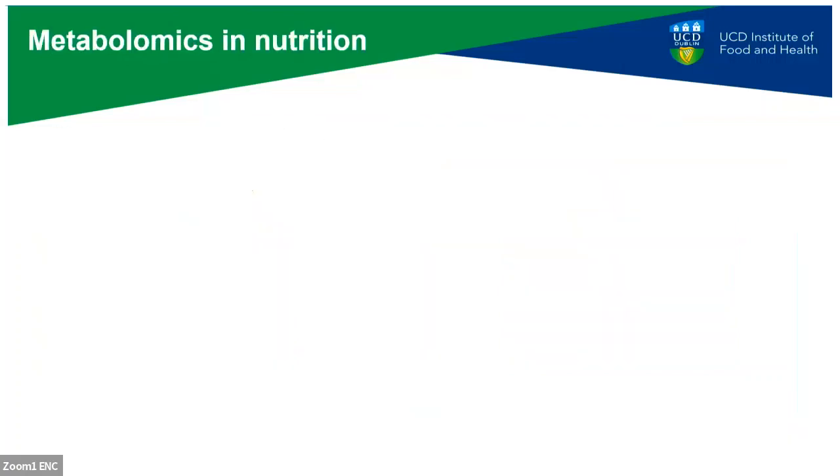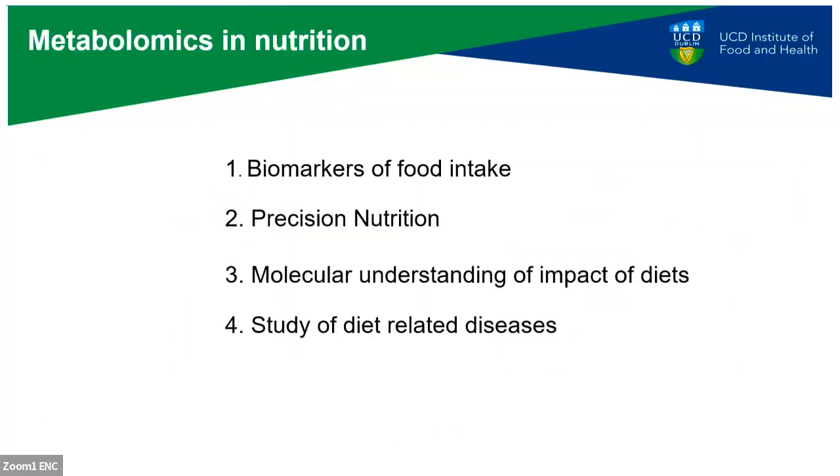If I take a broad look at what metabolomics does for human nutrition, you can broadly categorize the applications into these 4 areas. The first one is biomarkers of food intake, and that's what I'm going to talk about today. The second one is precision nutrition, where we're really trying to move away from one size fits all, and give more targeted or more guided dietary advice to individuals. The third is trying to understand the molecular impact of food on health. And the fourth is the study of diet-related diseases.